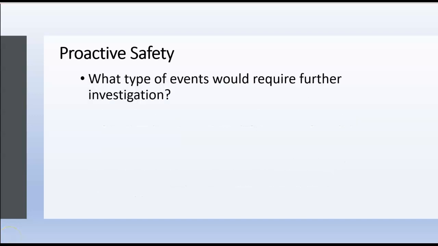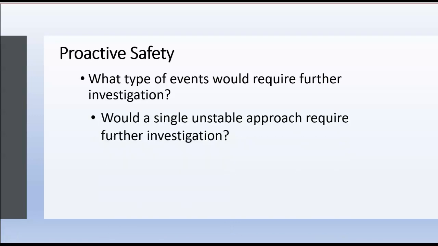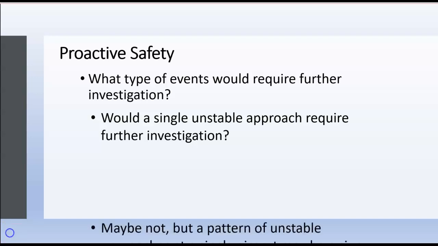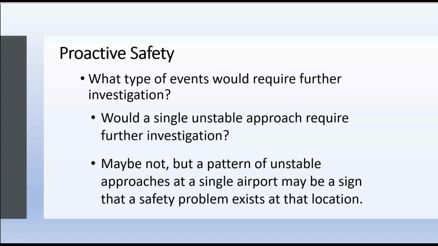So again, what type of event would require further investigation? Would a single unstable approach require further investigation if they didn't see a pattern? Perhaps not. It could be just an aberration on that approach, but a pattern of unstable approaches at a single airport may be a sign that there's a safety problem at that airport. So FOQA is a perfect example of a proactive safety program.